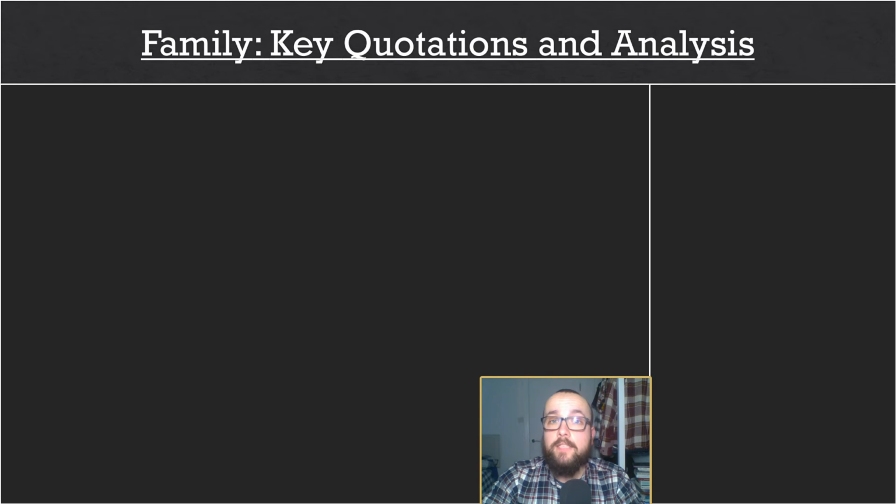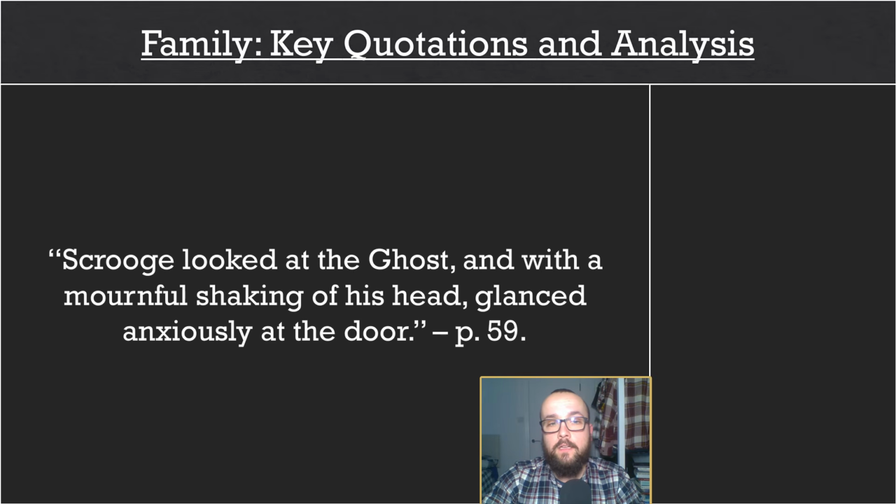Alright, we're now going to skip to stave 2 and look at how the theme of family has been used there. To start with, I want to look at a piece of narration that occurs after Scrooge has observed his adolescent self at boarding school. Scrooge stops watching his former self and then looks at the ghost and "with a mournful shaking of the head, glanced anxiously at the door."